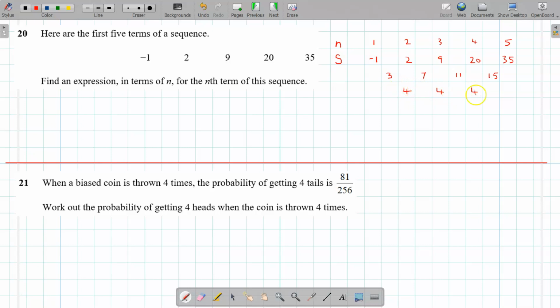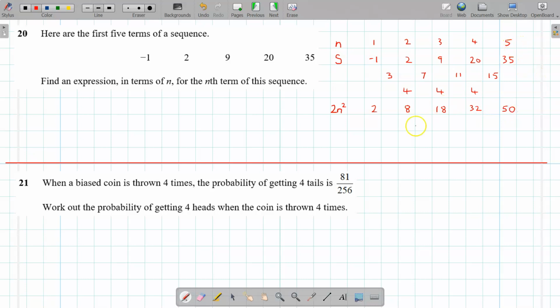If it wasn't the same, the second difference, then you've done something wrong, or it wasn't a quadratic sequence in the first place. I now take half the second difference, 2, and multiply it by n squared. 1 squared is 1 times 2 is 2. 2 squared 4 times 2 is 8. 3 squared 9 times 2 18. 4 squared 16 times 2 is 32. And this one is 50.